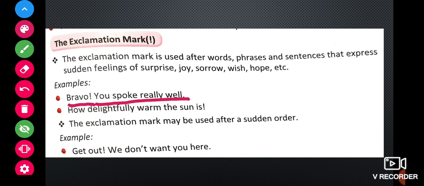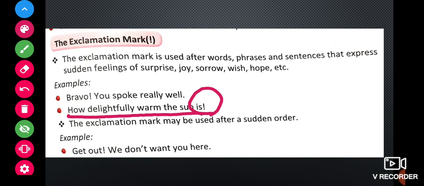Bravo, you spoke really well! Now bravo is an interjection. So with interjections also we use exclamation mark because it is a sudden feeling of joy. It is a sudden feeling of happiness. How delightfully warm the sun is! Again, this is a feeling of surprise, a feeling of happiness. So exclamation mark is used.